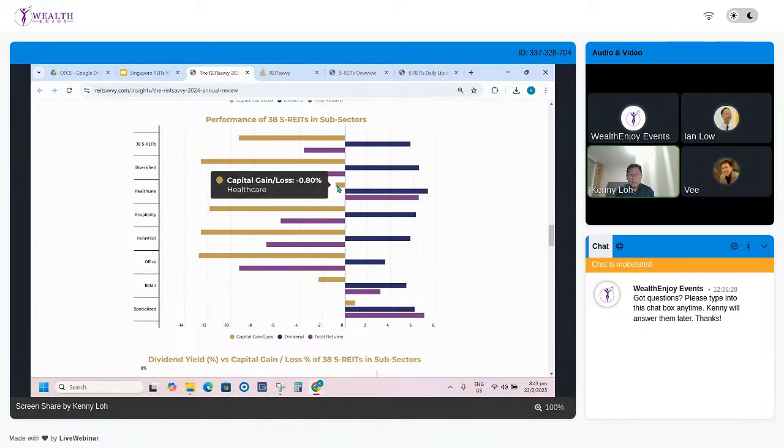Although there is a negative price change for the whole healthcare sector. And the third most resilient sector would be the retail sector. Total return 3.1%, the dividend yield 5.3%, and it also suffered a capital loss of about 2.28%. The rest of the sectors, for example the hospitality sector, industrial sector, and office sector, registered a total negative return. Okay, so this is the sector view.